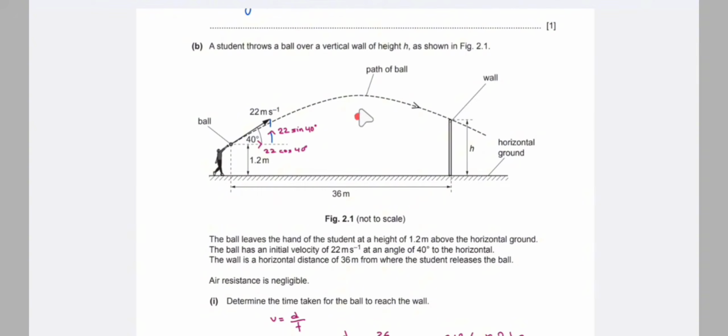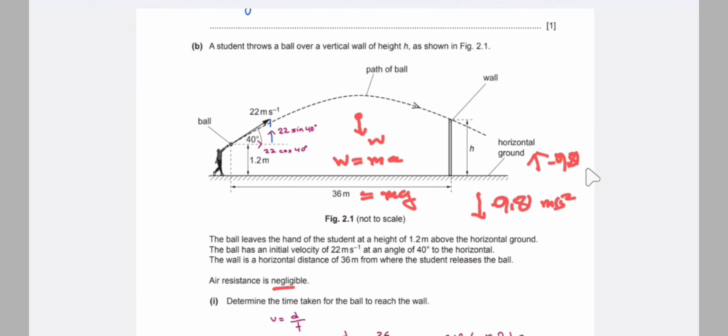Now for the ball in the vertical direction, we know that the weight is acting vertically downward. Weight is acting vertically downward, and since air resistance is negligible, there is no other force that is acting in the vertical direction. So only weight is acting, and since only weight is acting, weight is equal to mass into acceleration. So here the acceleration is the gravitational field, and the gravitational field downward is 9.81 meter per second square, and for upward movement, it is negative 9.81 meter per second square.